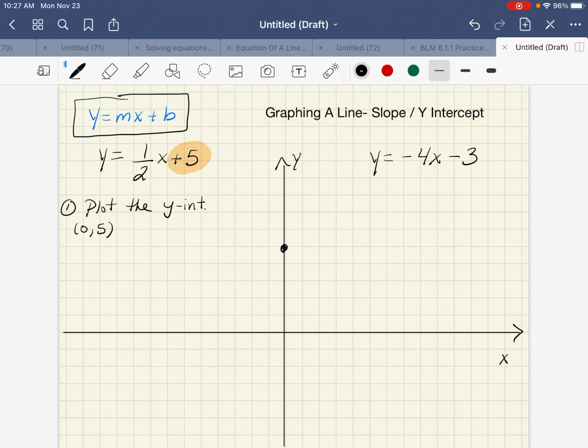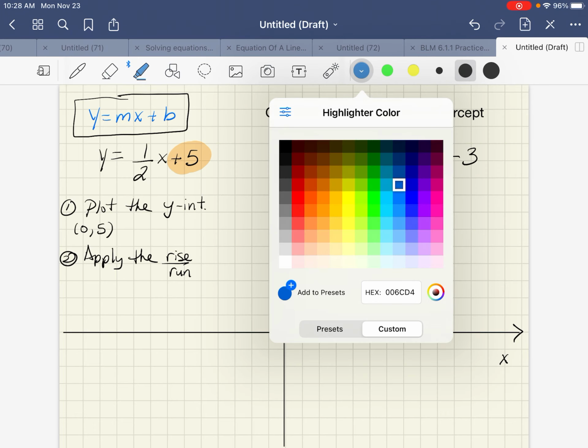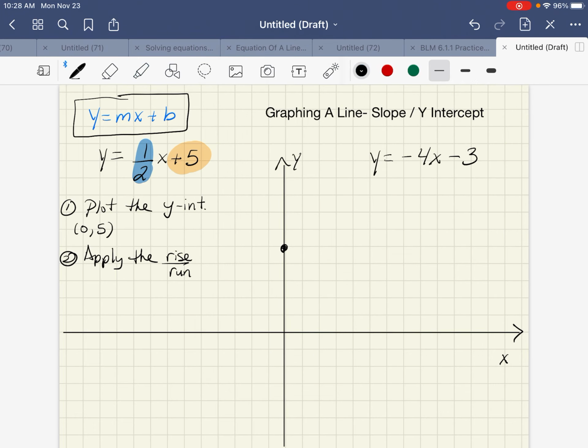And then from there, we're going to apply the rise over the run. So by that, I'm going to need my slope. So my slope, I'm just going to change the highlighter here. My slope is 1 over 2. So slope 1 over 2, which means the rise is 1 and the run is 2. So from that y-intercept, I want to run 2 and I want to rise 1.